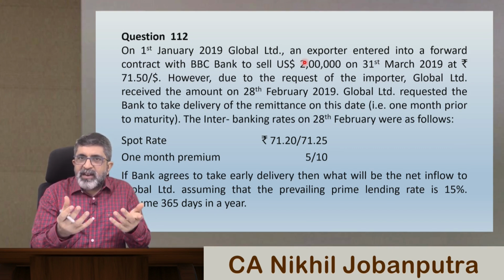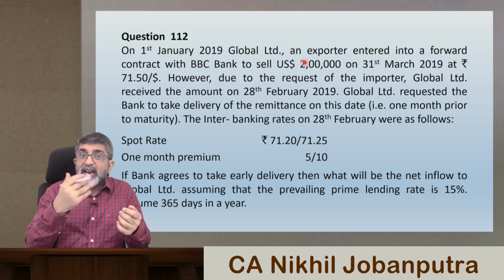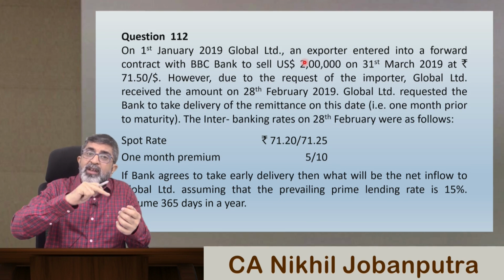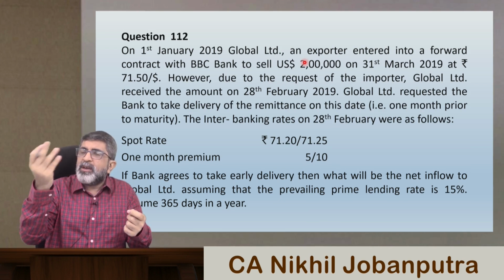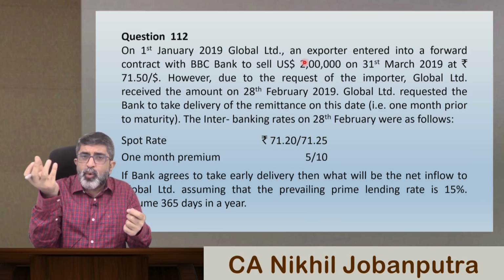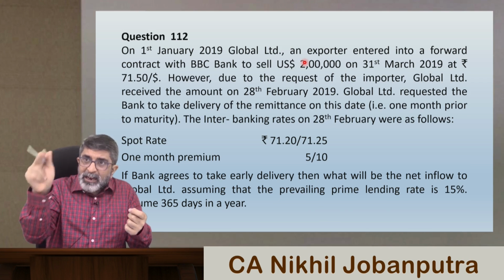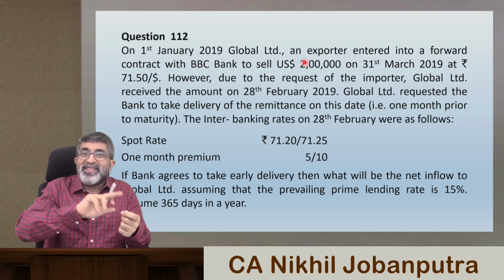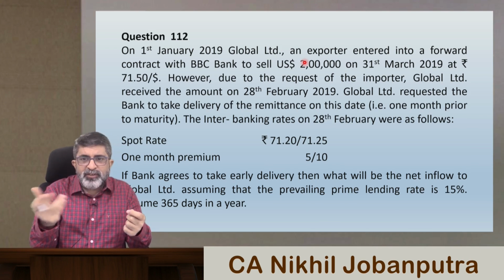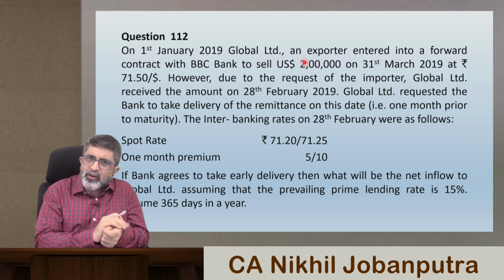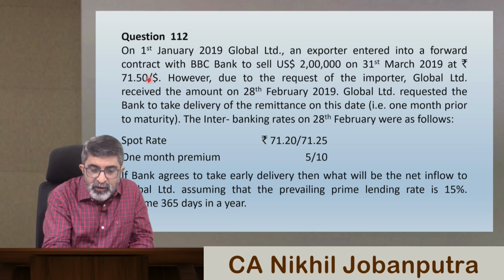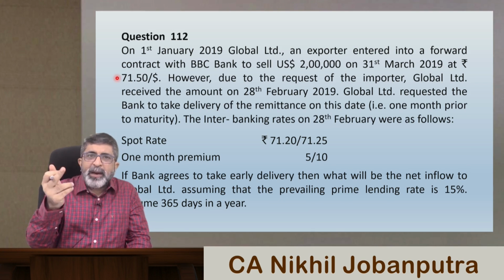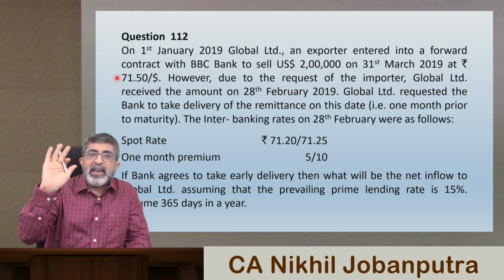It is implied that the exporter would have planned to receive the settlement from the exporter's customer, who could be an overseas buyer or overseas importer. That party would settle the payment on 31st March, and the exporter will sell that $2 lakh to BBC Bank on 31st March at the contracted forward rate of 71.50, irrespective of any rate prevailing on that date.